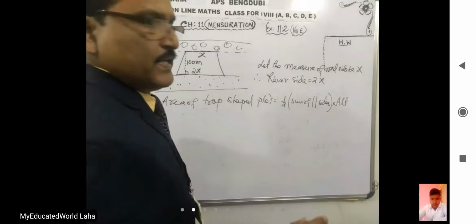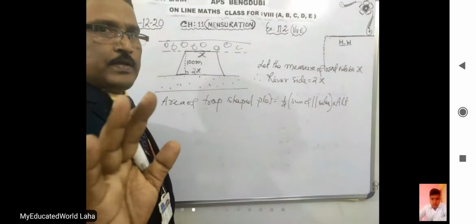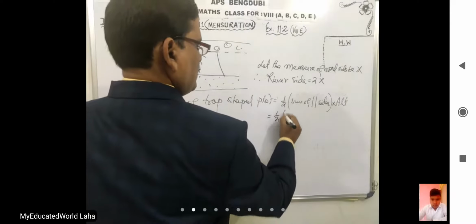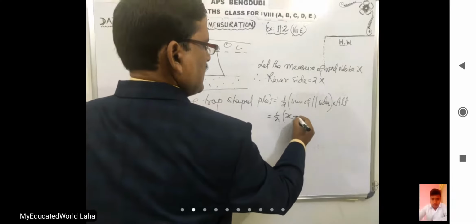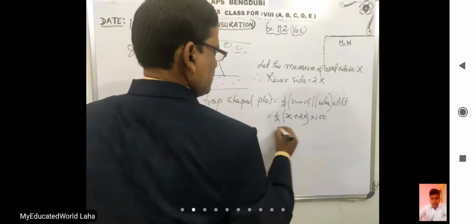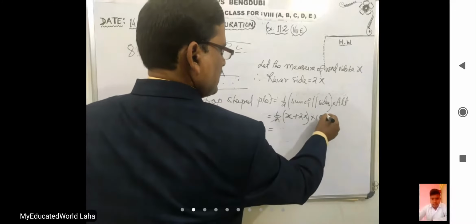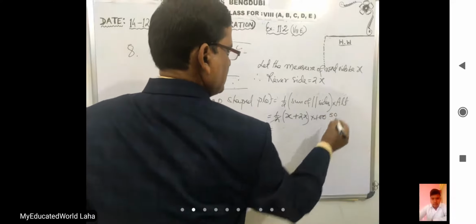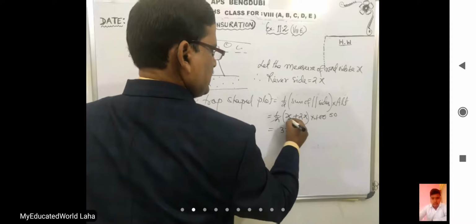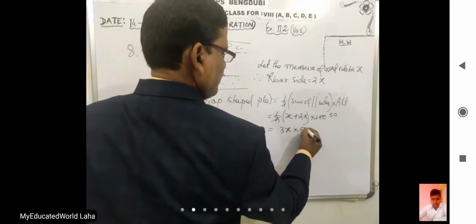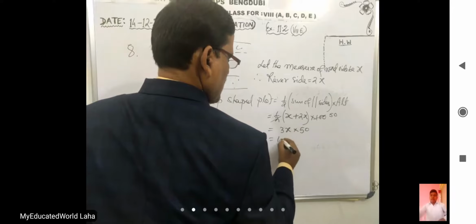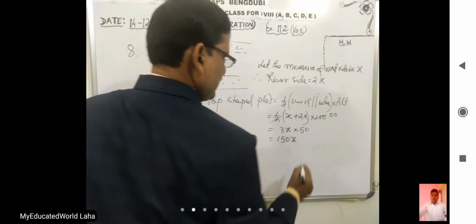Okay? Please mute your microphone. It is making noise. So now, half into one parallel side x, other parallel side 2x, and your altitude is 100 meter. If I cut it by 100, then it will be 50. And it is x plus 2x, 3x into 50, and it is coming 150x.